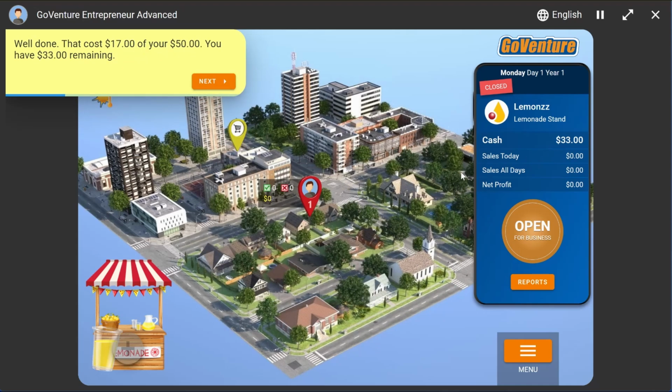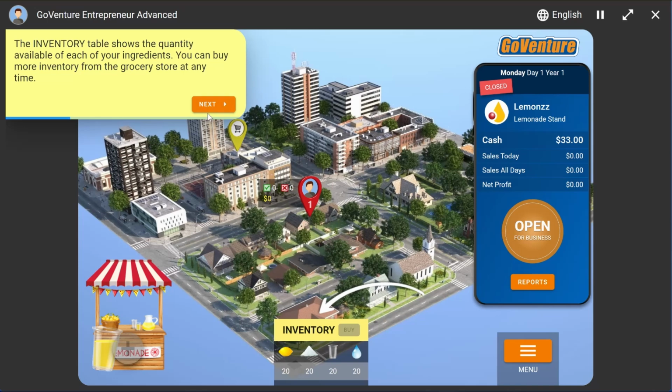So now our working capital is down to $33 because we purchased $17 in inventory. That's called inventory because we now have ingredients in inventory. They're not finished goods at the moment, but we will make them into lemonade soon. So let's go ahead and continue, and we can see our inventory numbers there.